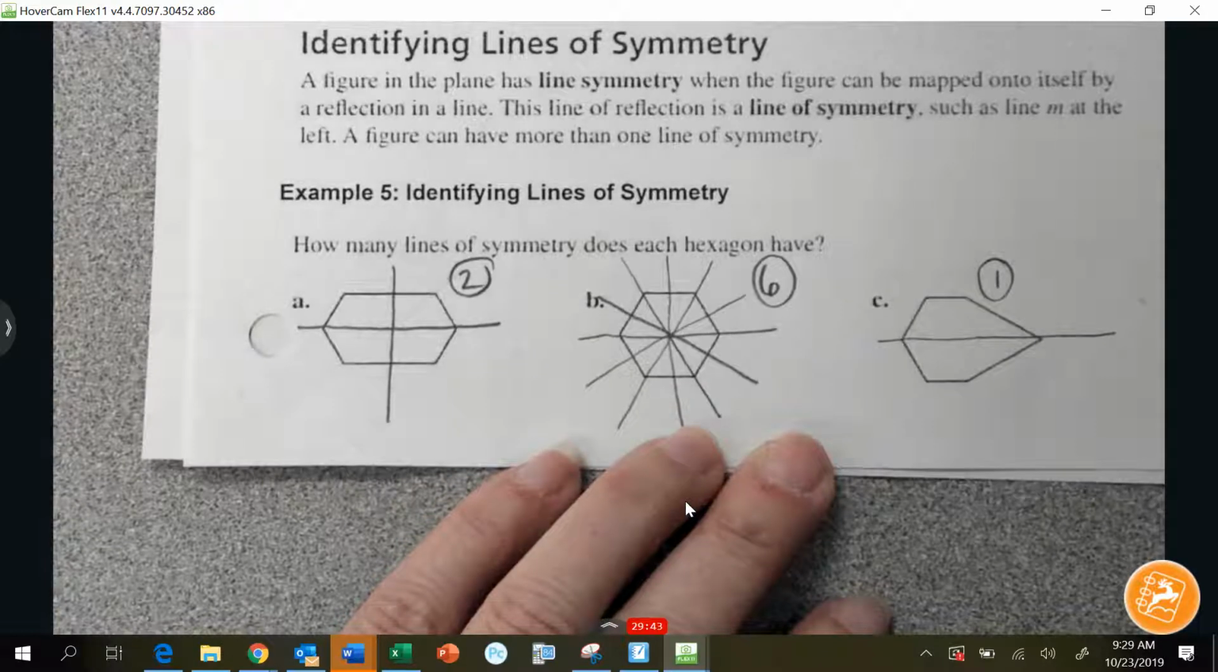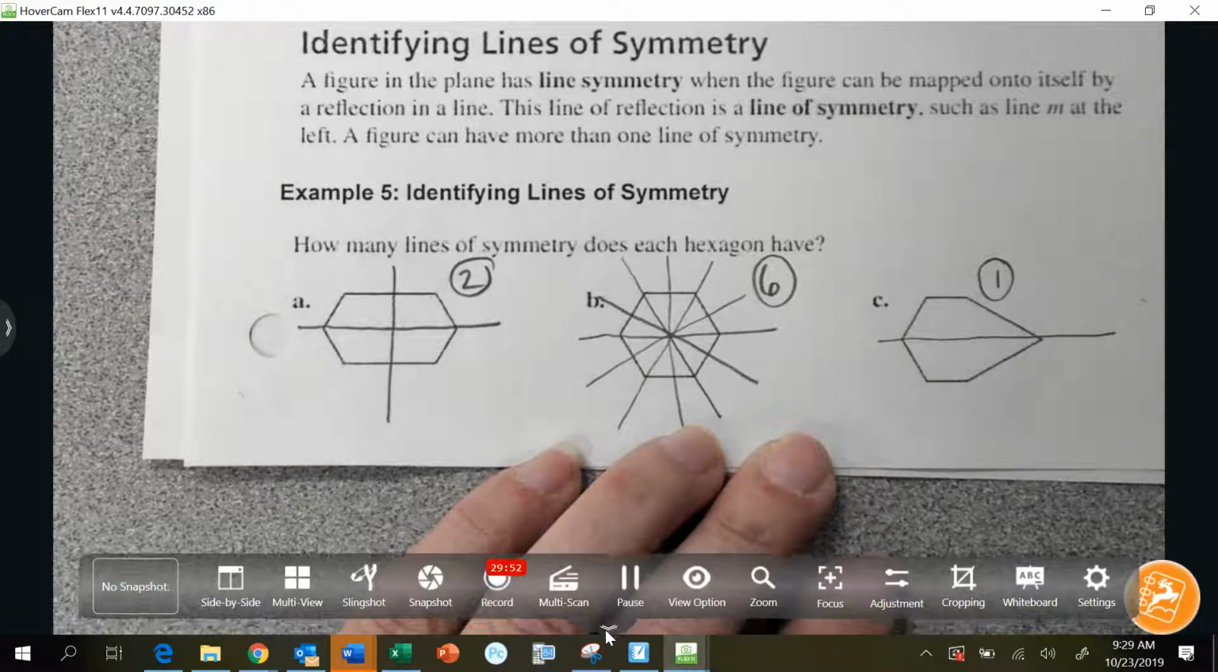You guys have big ideas online. You do not have to do the Desmos thing. We can do that on Friday. It's kind of a fun challenge, but we'll save that for Friday.